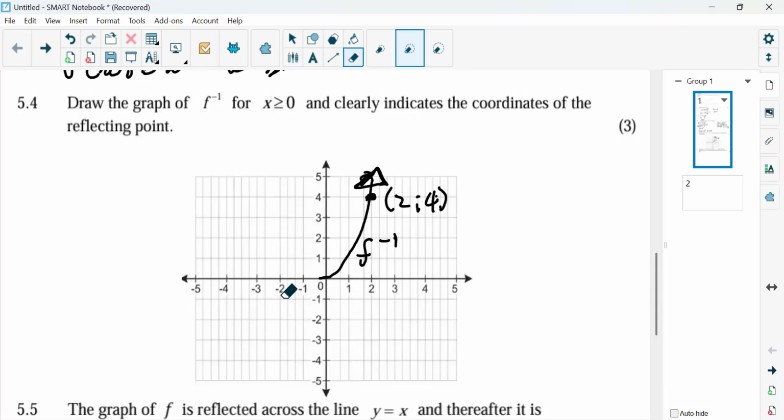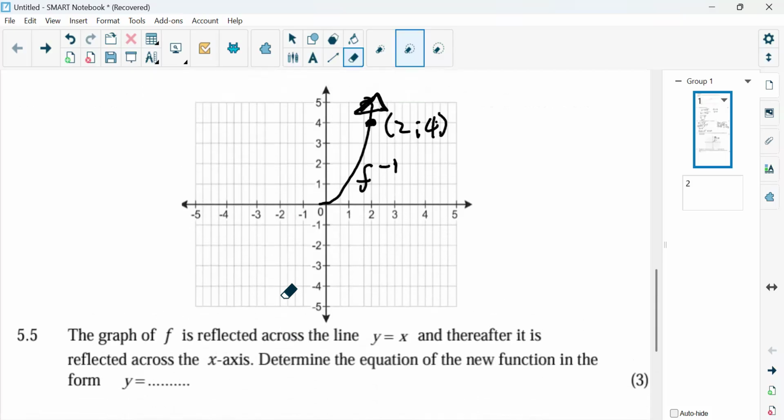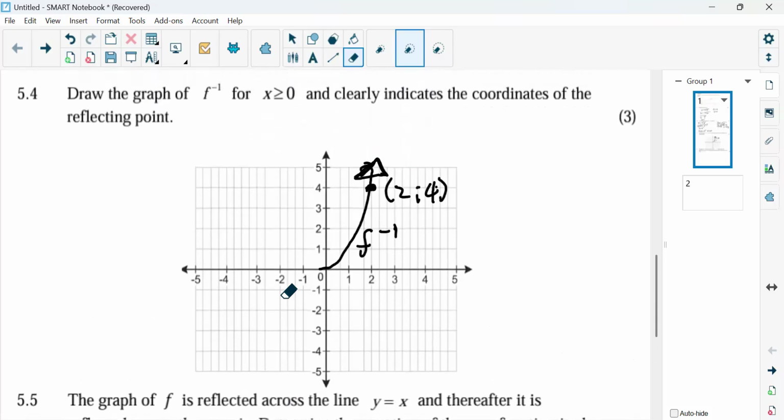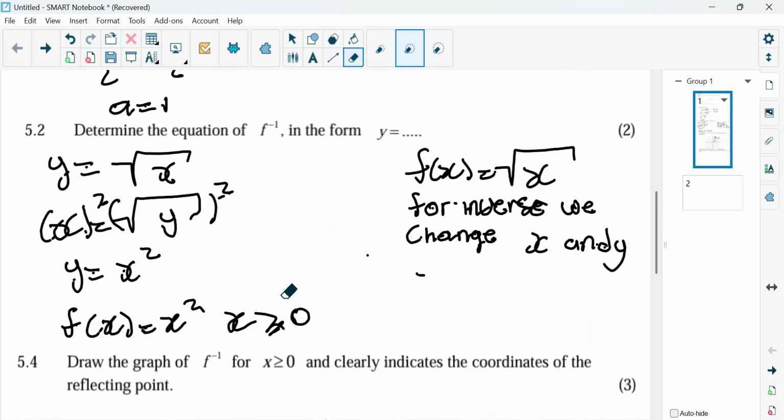Okay, guys, we're continuing to 5.4. What is our 5.4 question? I think I missed something. We missed 5.3. The drawing graph was 5.4. Okay, it's fine.